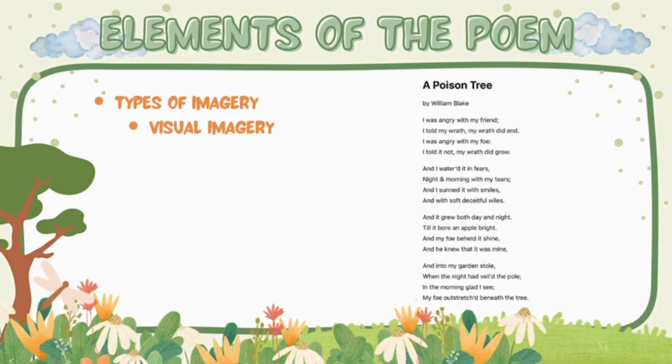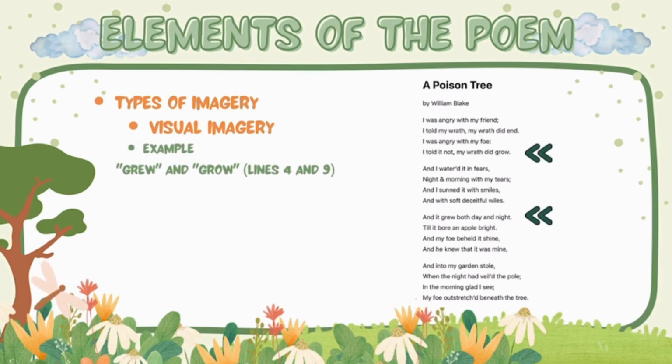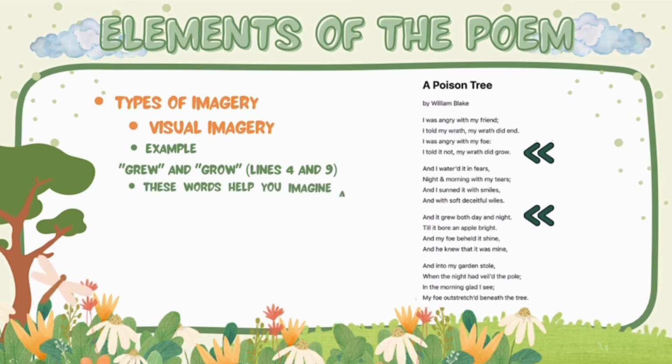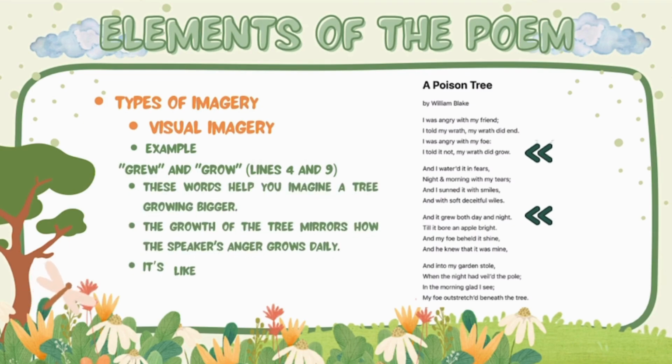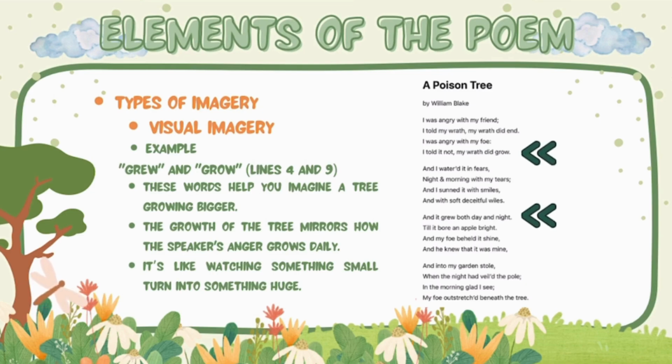As Osha said, visual imagery helps readers picture what the poem describes, almost like watching a movie in your mind. For example, in lines 4 and 9, the words "grew" and "grow" make us imagine a tree getting bigger, just like the speaker's anger grows every day. It's like watching something small turn into something huge and uncontrollable.